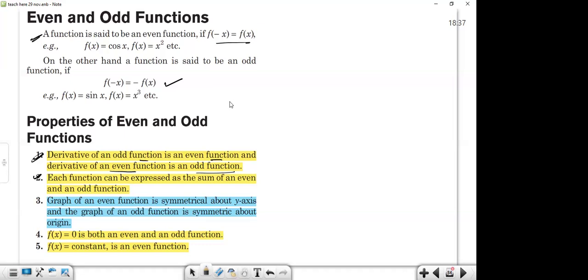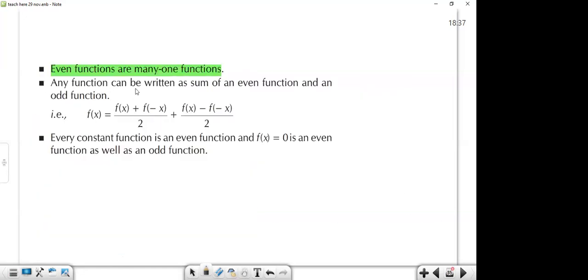Let's discuss this more. So here is the formula for that. Any function can be written as a sum of an even function and an odd function. To do so, simply write f of x is equal to f of x plus f of minus x by 2, plus f of x minus f of minus x by 2. So this particular part is basically the even function, and this is basically the odd function part of the already existing function.